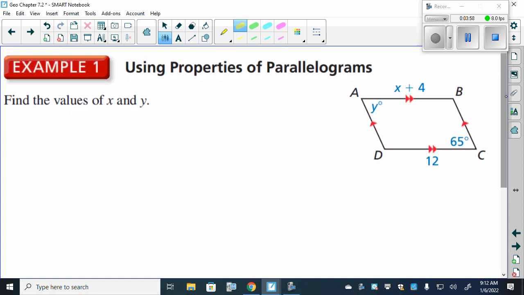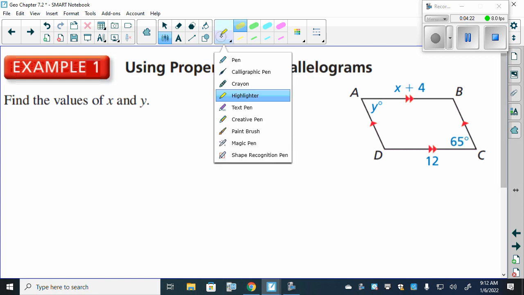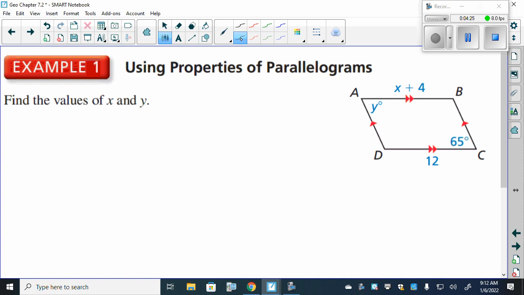So let's look at the first example. When we look at this problem here, we want to find the values of x and y. Well, this is a parallelogram because we do have a four-sided figure and the opposite sides are parallel. We have two sets of parallel lines. So that means that the opposite sides are going to be congruent. So these two sides are congruent and these two are congruent. So we can say that x plus 4 is equal to what? 12. Because those two sides are going to have the same length.